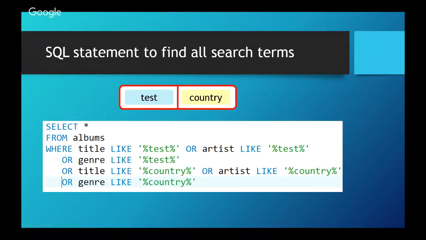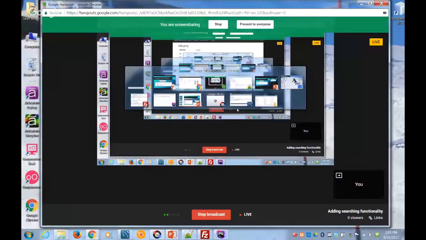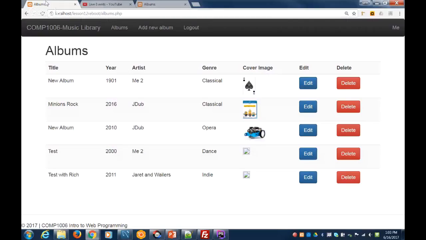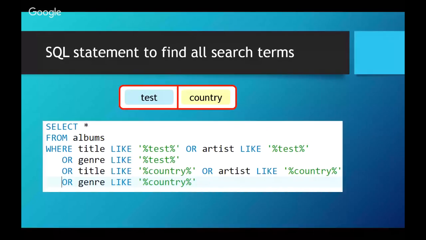So the way that this looks, I'm going to color code it here. You can see this is going to be our SQL that we'll have to run. So if we wanted to search for a specific thing such as test, we'd have to say, select all columns from the albums table where title is like test, or the artist is like test. And let's take a look at these, right? So here we have title, artist, genre. So we want to check all of these columns for our search term. So that's what's going on here.